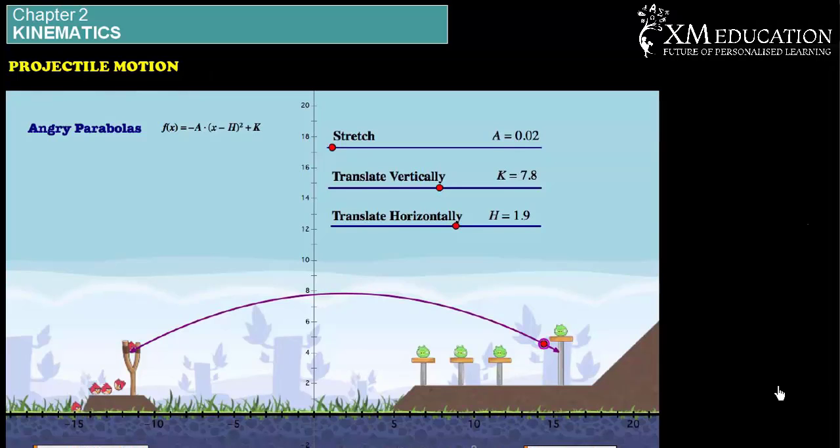Welcome to Chapter 2 on Kinematics. For this part 2 here, we are going to learn projectile motion. Okay, what is projectile motion? We have another name for projectile motion called the parabolic motion. Okay, let's look at one of the examples here.